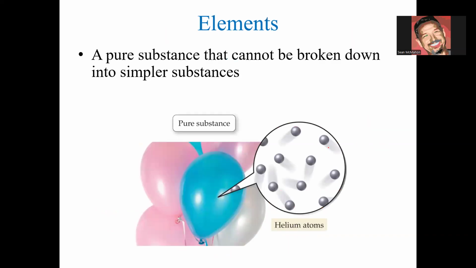So again, a pure substance can't be broken down into simpler substances, okay? So here's an example of a helium atom. When I think of a helium balloon, all the particles in there are the atoms of helium. And if you look at your periodic table of elements, it has He. He for helium is basically the plural to the singular of a helium atom.